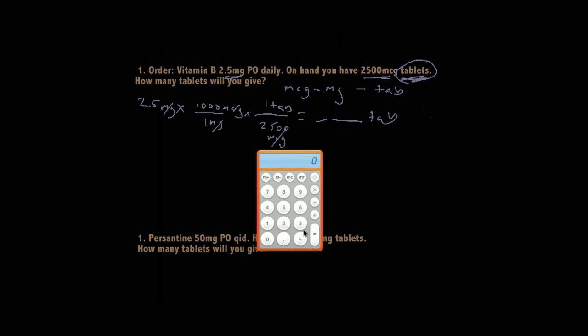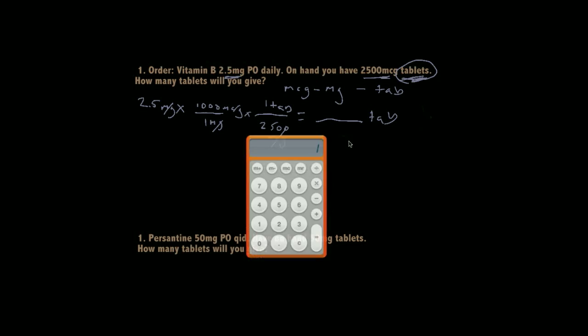Grab our calculator. 2.5 times 1,000 times 1 divided by, is that 2,500? 2,500. So that equals 1 tab.